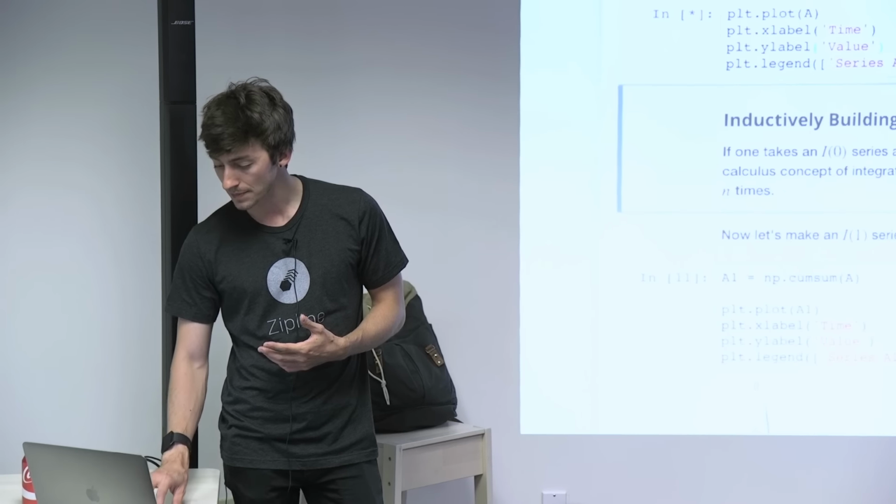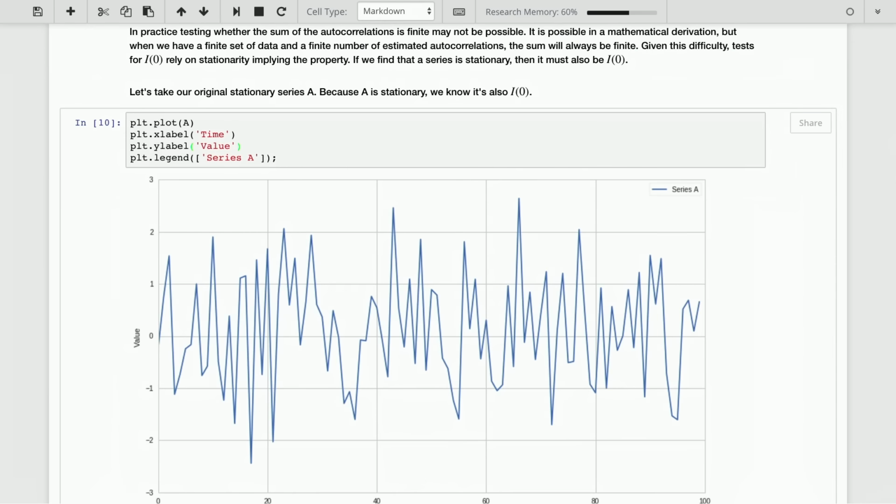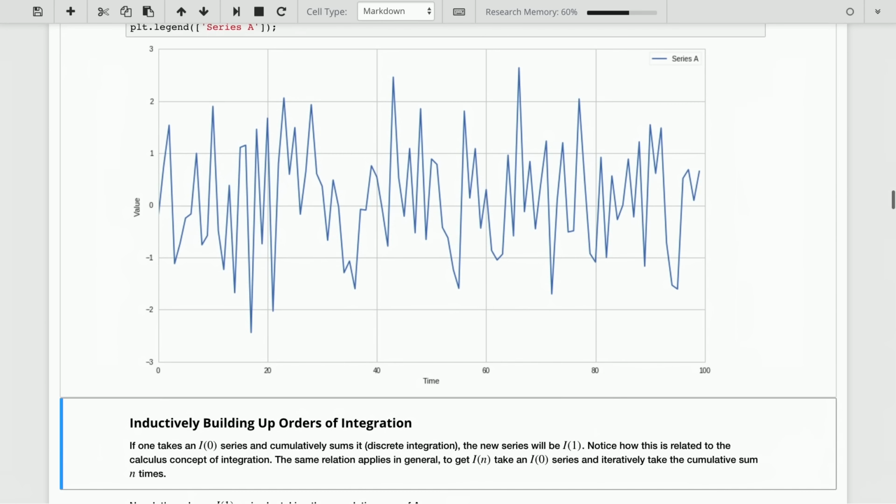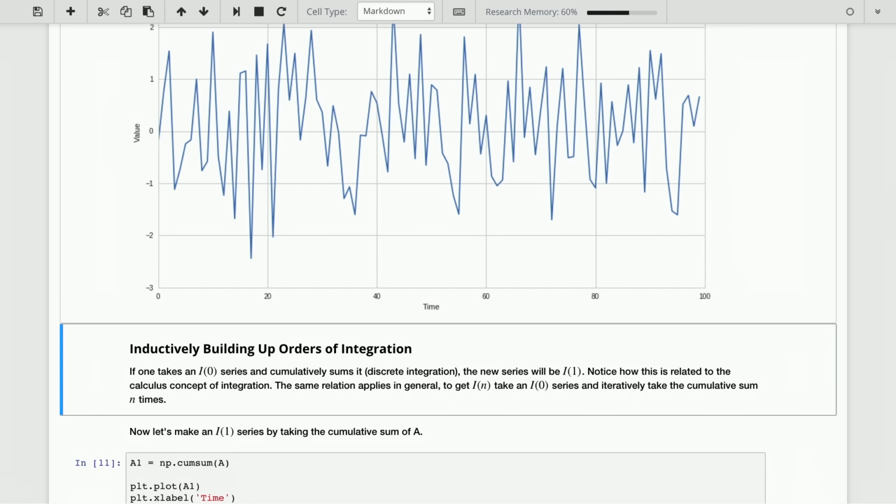And the reason we care about that is, well, let's just have a look at it, right? So this is our integrated of order 0 time series from up above, the very first time series that we generated. It's stationary, so it's integrated of order 0, no issues. If we want something that's integrated of order 1, all we have to do is cumulatively sum a time series that is integrated of order 0. So kind of like a poor man's integration. This is where the notion of orders of integration comes from, right? Because we're just going to cumulatively sum and cumulatively sum as many times as we need.